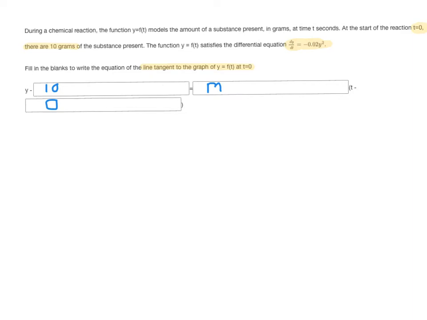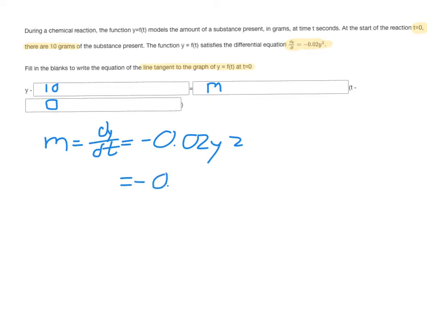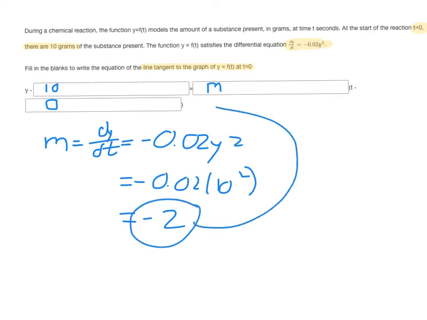So now we have to think about, well, what is this m value here? Well, m we know is given by the slope, and the slope is negative 0.02y squared. And we have the y value of 10, so negative 0.02 times 10 squared, which is just negative 2. So that's going to be my slope value here. So we'll just take that, plug it in there, and that'll be your equation.